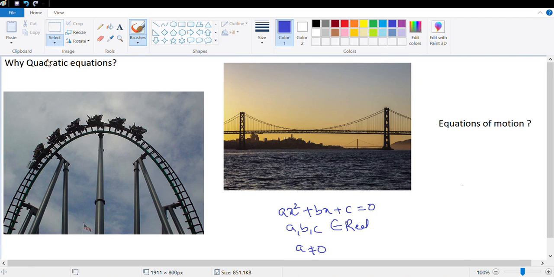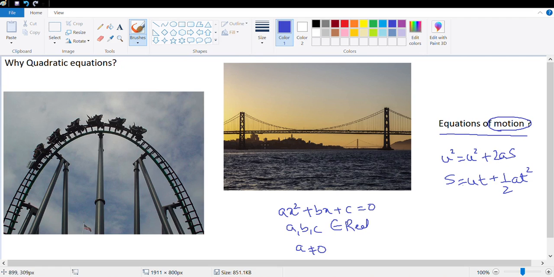Now let's figure out why we need to study quadratic equations. Various uses. Number one, if you remember your equations of motion from class 9, v square is equal to u square plus 2as and s is equal to ut plus half at square. Both these will get converted into a quadratic equation and you need to figure out how to solve them. That helps us a lot in physics in the equations of motion to figure out distance traveled, final velocity, initial velocity and other things.